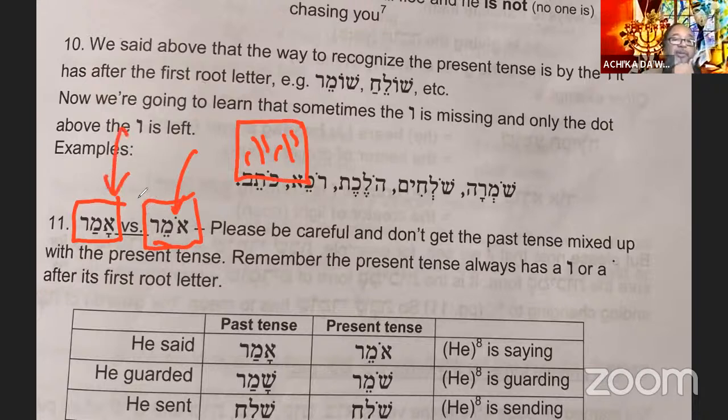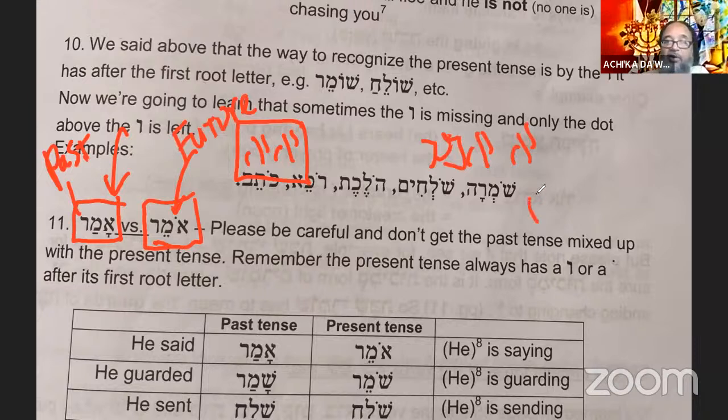This word right here, Amar, is to say: he said, perfect. But if I want to say something, this is past tense, but this right here is a future tense. Why is it future? Because I'm going to put the letter aleph in front of the word Amar. Just like if I put this word right here for Shamar, same thing. Forgive my handwriting.